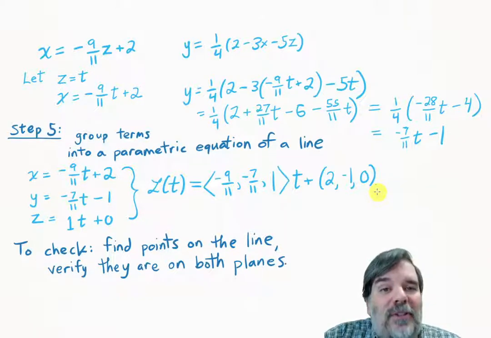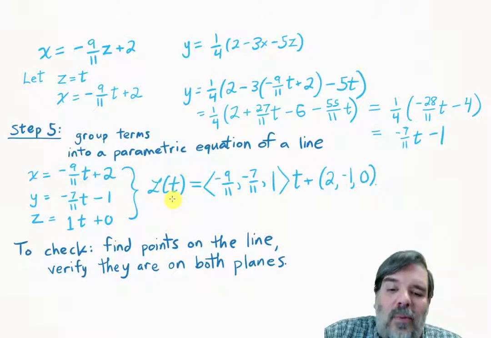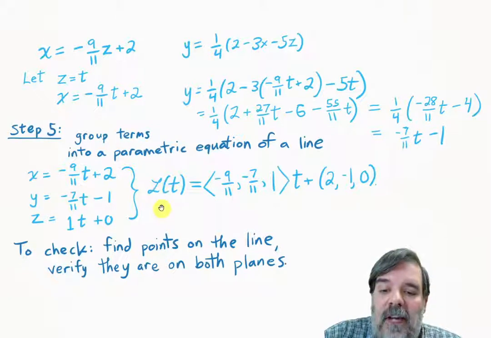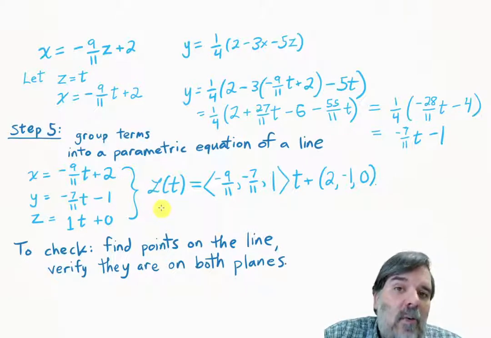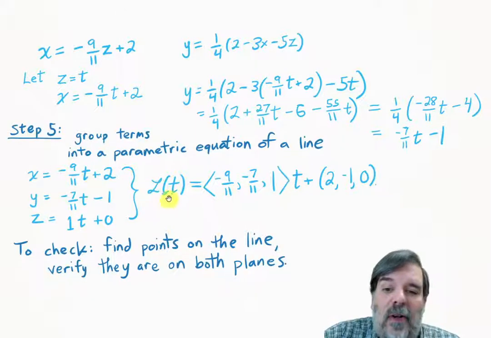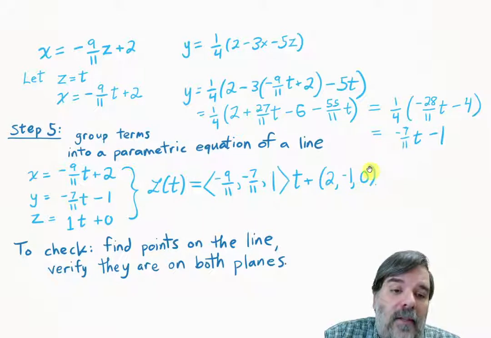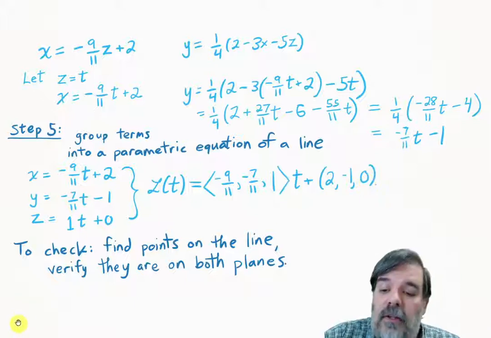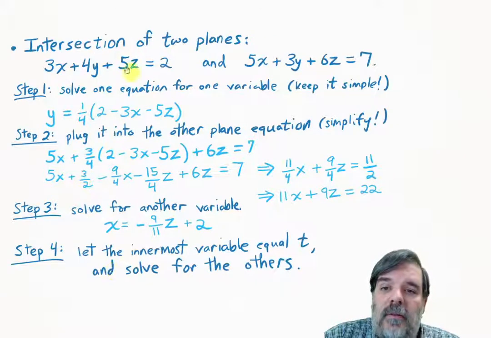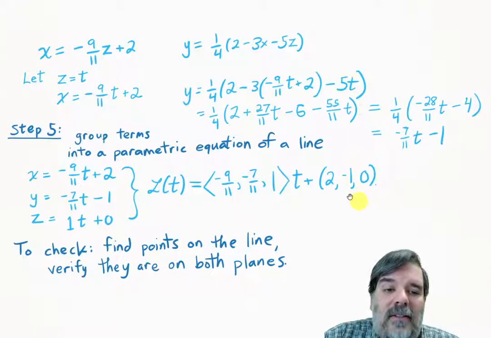And of course you want to check your work. The way you check your work is you should find one, maybe 2 points on this line and plug it into the equations of the planes to make sure they're on both the planes. One easy point is of course going to be your base point, and you can actually check if you plug 2, -1, 0 into both of those equations. And here's our original 2 equations of the plane. You'll find that you get a true equation in both cases.